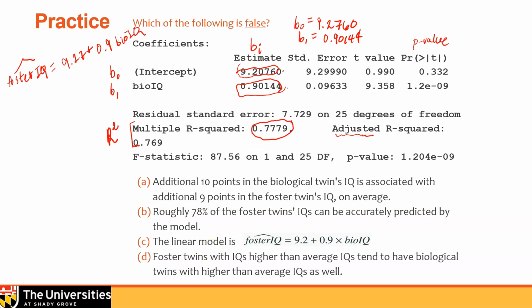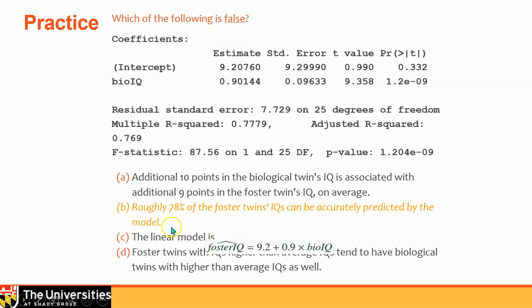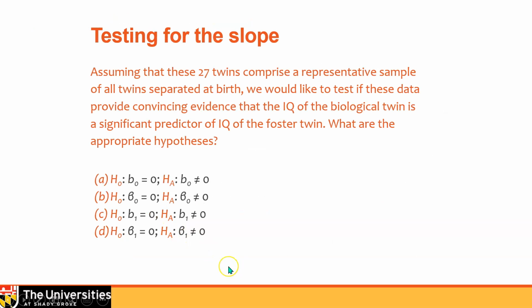Which of the following is false? Roughly 78% of the foster twins' IQs can be accurately predicted by the model. No, it's said incorrectly. What it's saying is that 78% of the variation that we see in this can be accurately accounted for by this. Okay, so this is a very precise distinction that's being made.